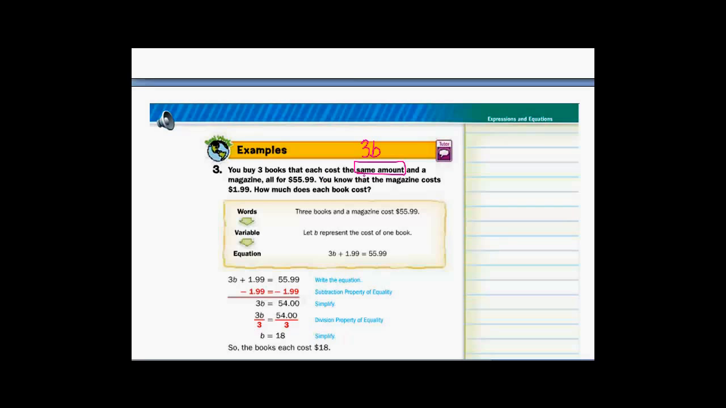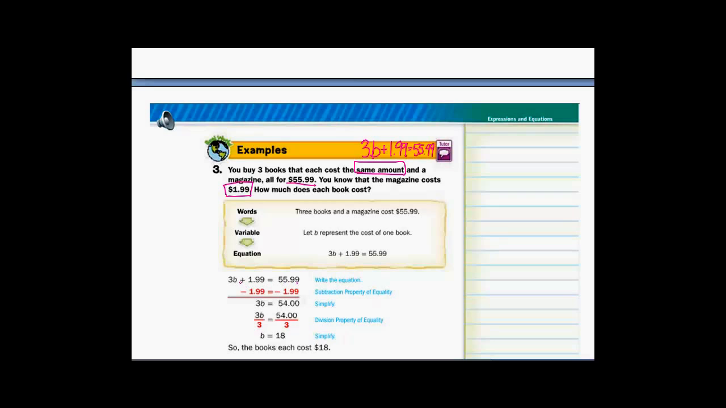You know that the magazine costs $1.99. So you bought 3 books and a magazine. It tells you right here that the magazine cost $1.99. And it says you bought it all for $55.99. So 3 times the cost of each book plus $1.99 should give you your $55.99. That's your total. And it wants to know how much does each book cost. So it's asking you to find B. So just with our algebra, we know that we've got 3B plus 1.99 equals $55.99.